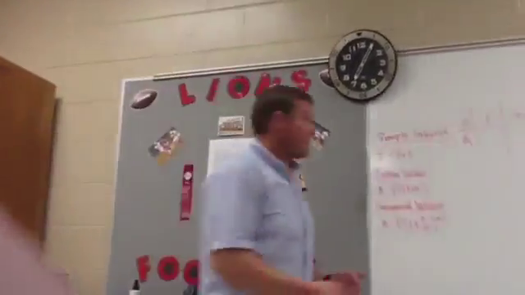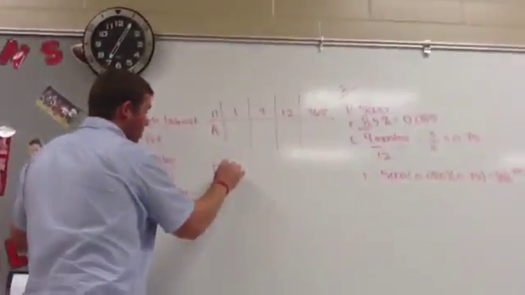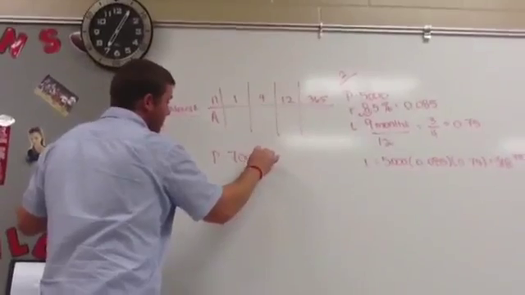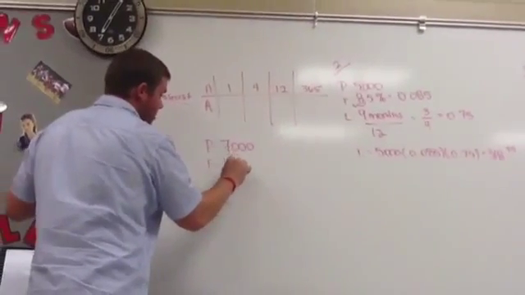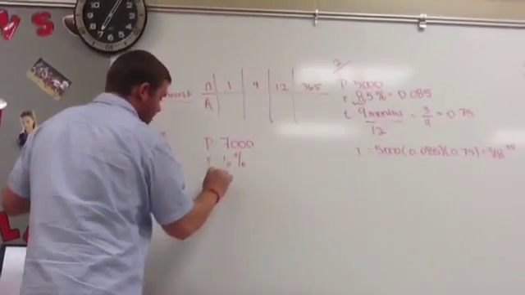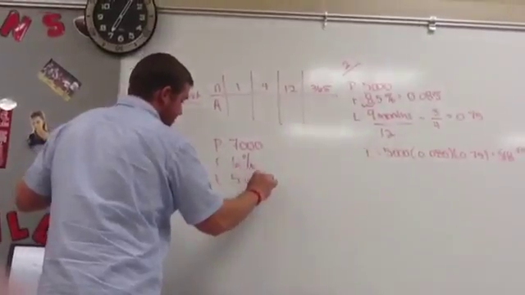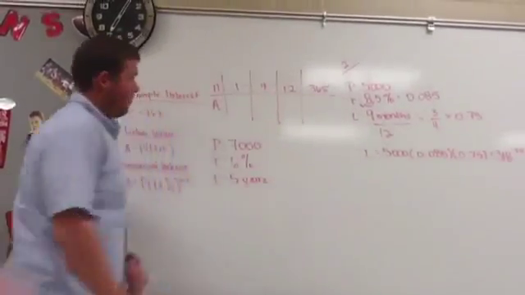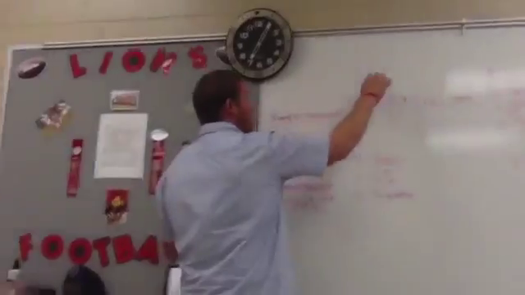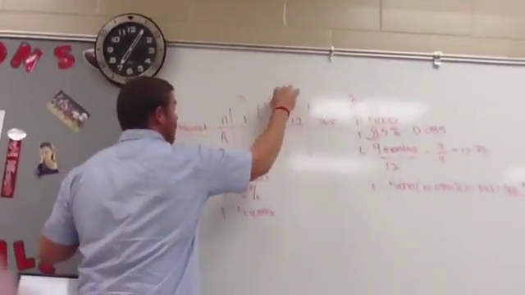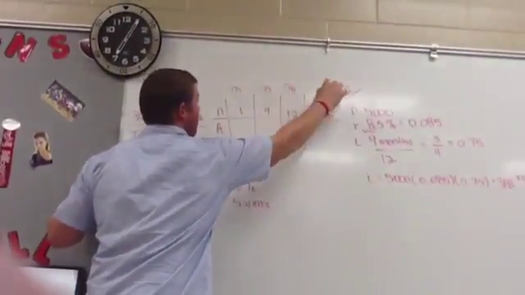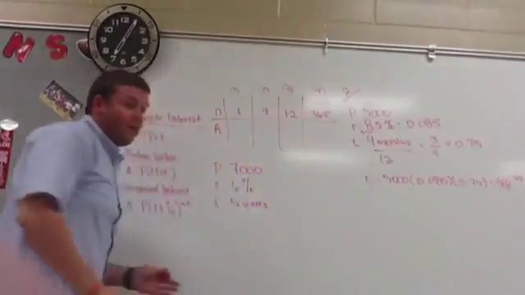Okay? It's going to say something like your principal is 7,000, your rate is 6%, and your time is 5 years. Okay, and this will be a problem. This will be a problem. That'll be a problem. All of them will be a separate problem, but it's just going to be given to you in a table format.